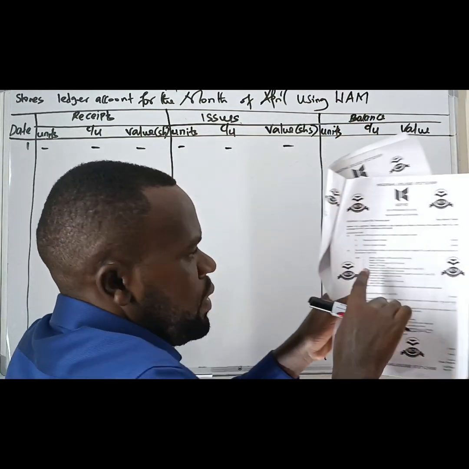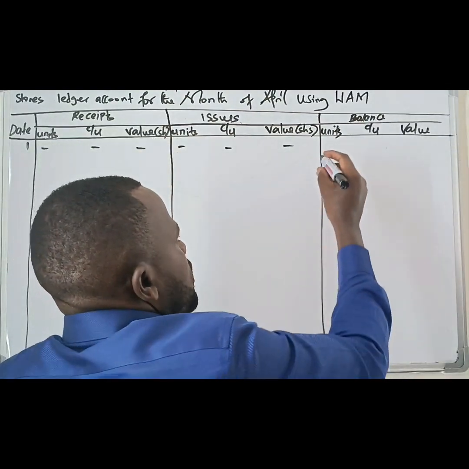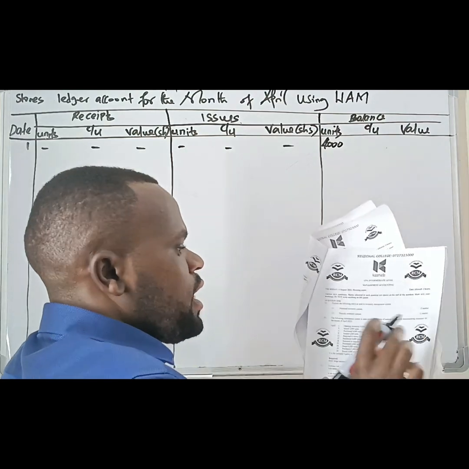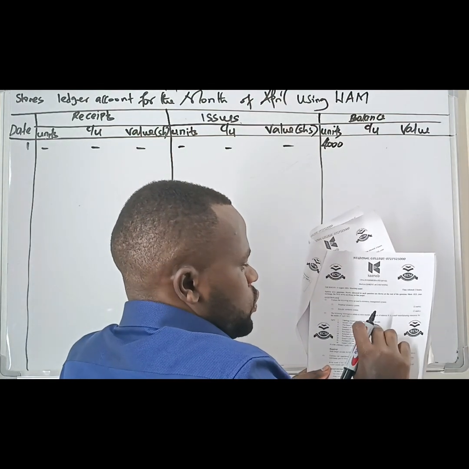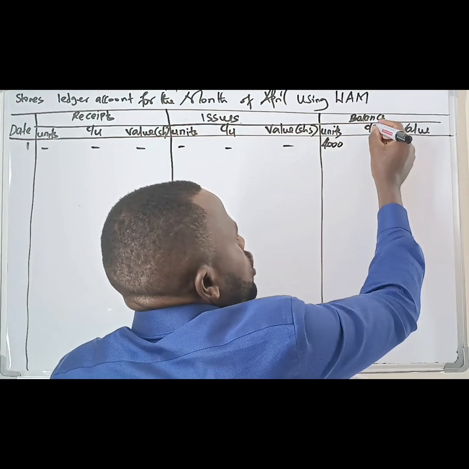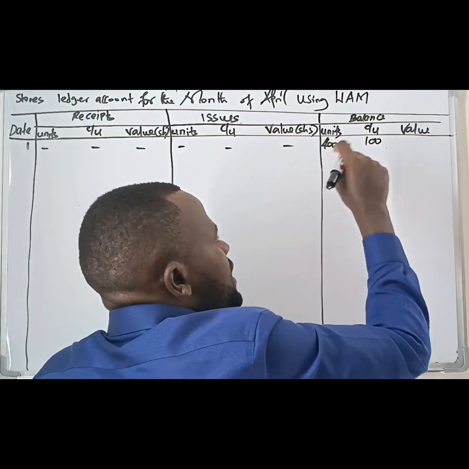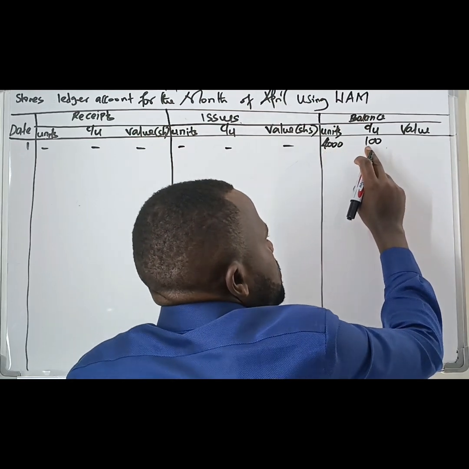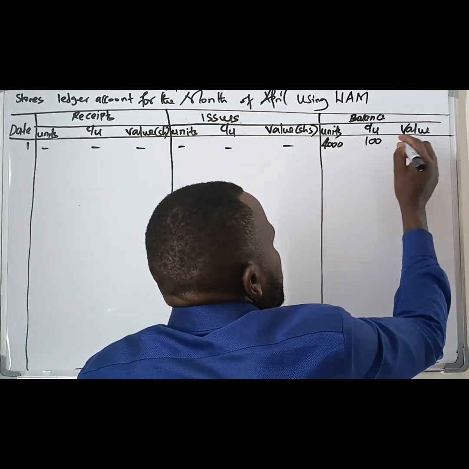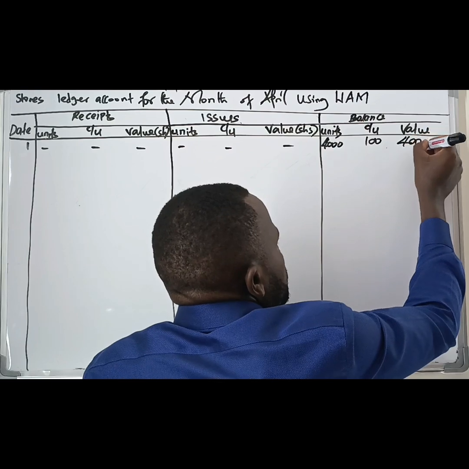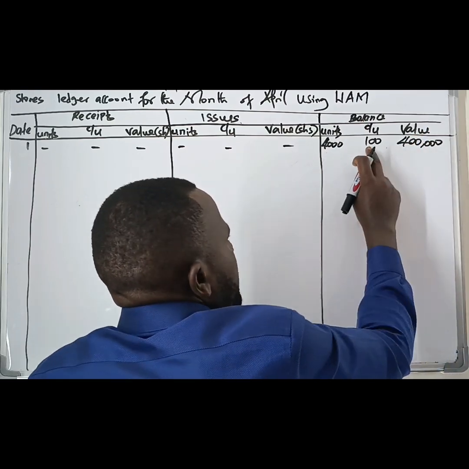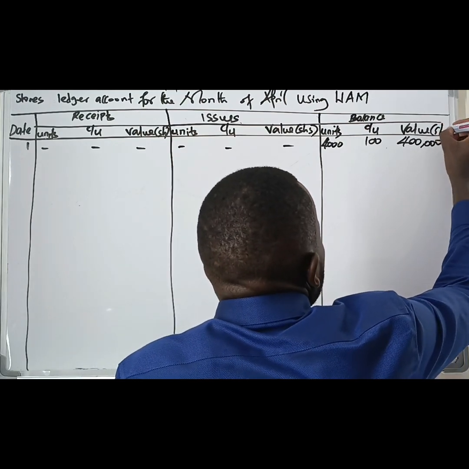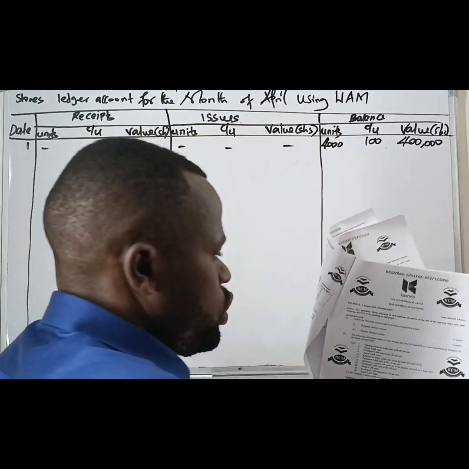How many units? I've been told 4,000 units at 100. So you write in terms of units, 4,000 units, and you're told 100 shillings per unit. Cost per unit now is 100. This is the cost per unit. 4,000 times 100 shillings, you get 400,000. That becomes your value. Multiply units by the cost per unit to get the value. Remember, the value is in shillings. We go to the next transaction.